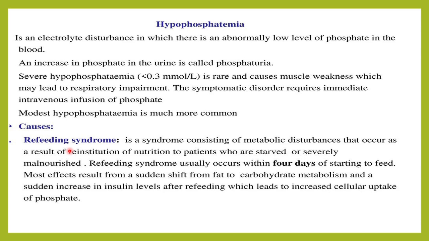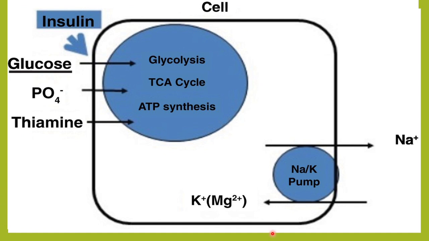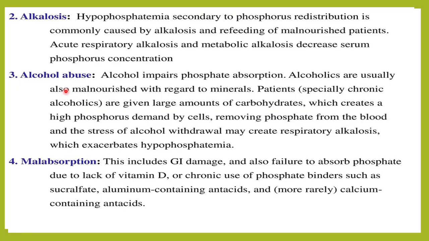Whenever there is carbohydrate metabolism, insulin has to come into play, so the insulin level will rise. When the insulin rises, what will it do? It will pull all the phosphorus, proteins, glucose inside the cell. So the level of phosphorus decreases in the serum. It causes hypophosphatemia. So this is a normal cell. The insulin will push the glucose, phosphates, thiamine inside. So then the level of phosphate outside will reduce. So there is hypophosphatemia. Alkalosis can also cause hypophosphatemia.